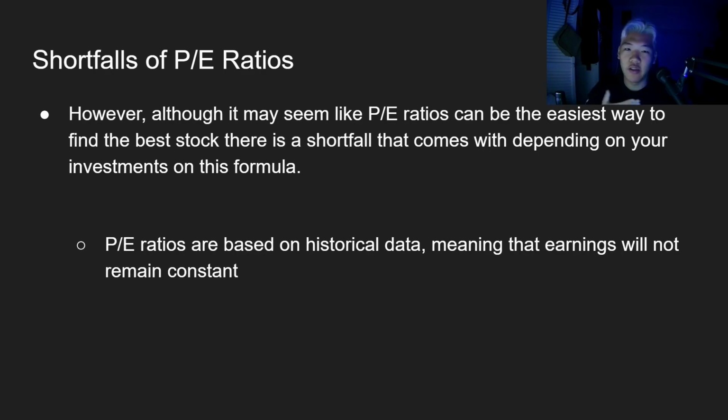That doesn't mean it can't swing back up. So that's the one major shortfall of PE ratios: it's all based on historical data and things that haven't happened yet, so you can't really tell. A solid PE ratio in the finance industry is around 20 to 25, and even if a stock has a PE ratio of 20 to 25, it doesn't guarantee that you'll be making money off of your investment, because you never know what can happen to an investment.